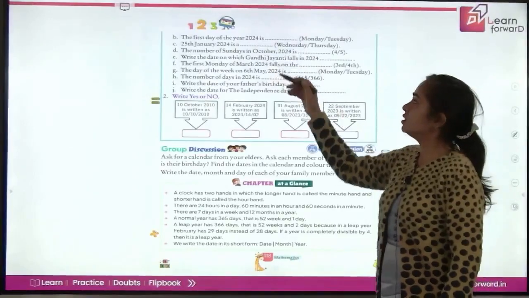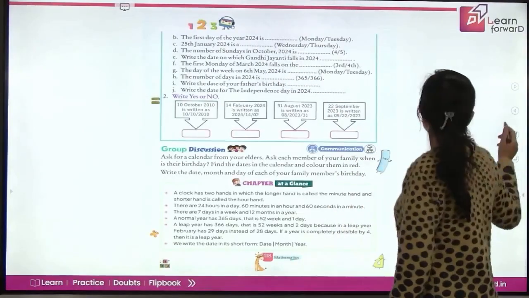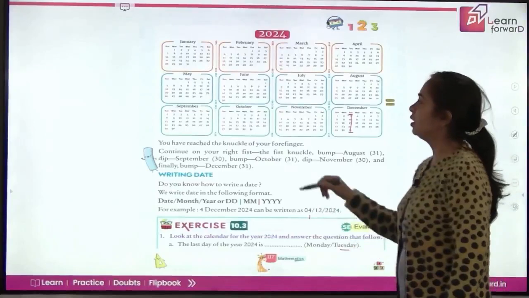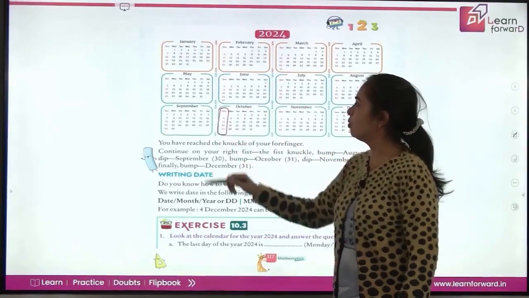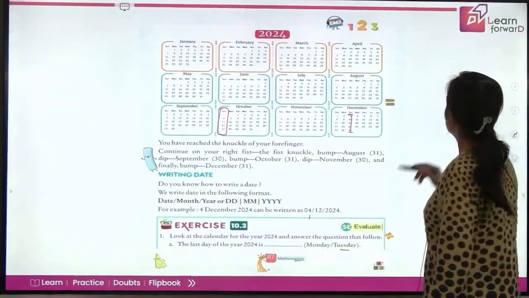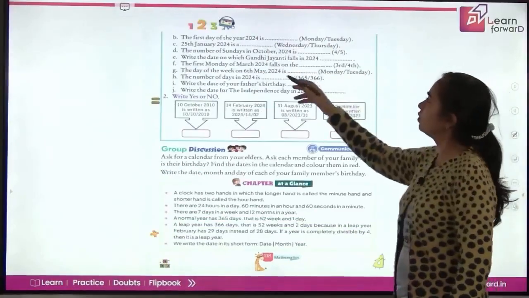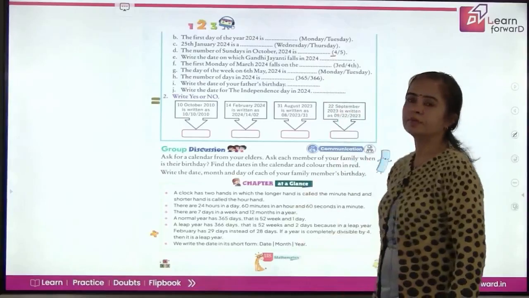Number of Sundays in October 2024. So if we go back to this calendar, you have to find out the number of Sundays. These are your Sundays. How many Sundays do you have here? 4 Sundays. So the number of Sundays is 4.